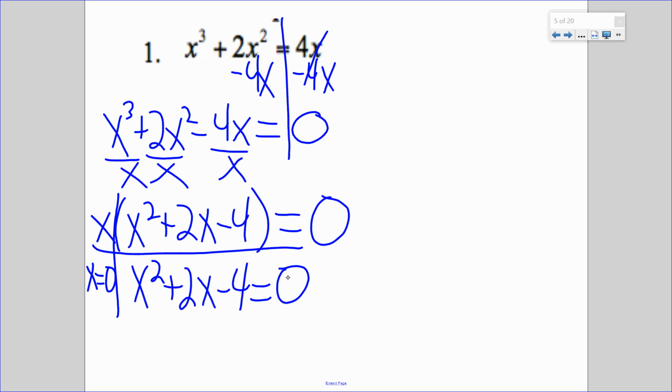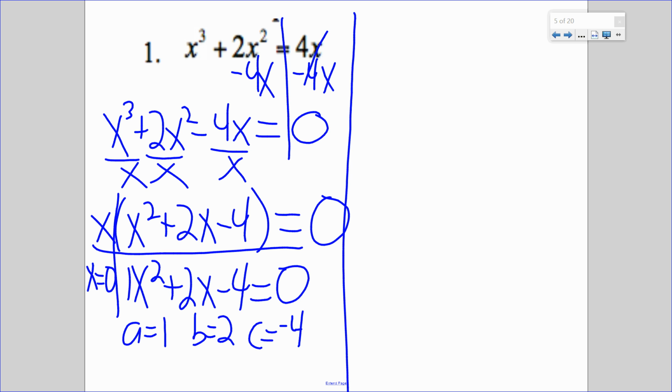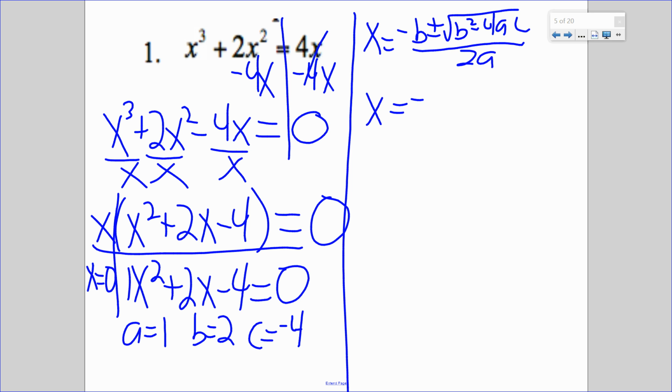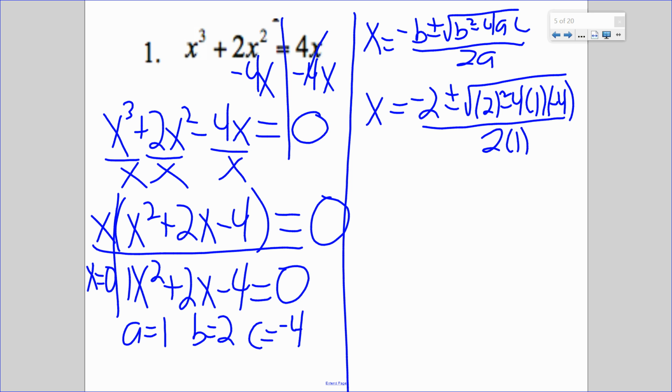Now, to solve this, since it doesn't factor, if the bulb machine's broken, I have to use my quadratic formula. So, a is 1, b is 2, c is negative 4. So, x equals negative b plus or minus the square root of b squared minus 4ac all over 2a. X equals negative 2 plus or minus the square root of 2 squared minus 4 times 1 times negative 4, all over 2 times 1.